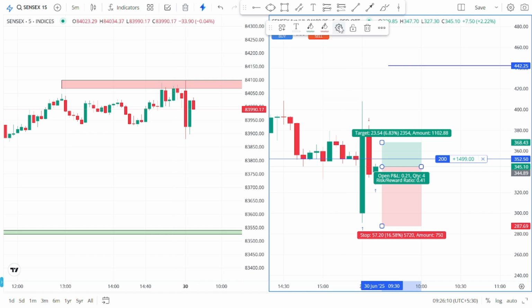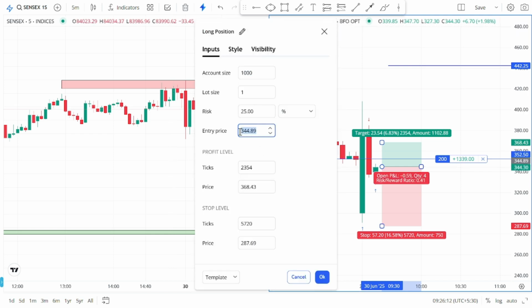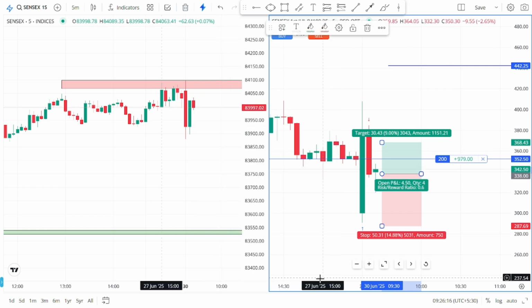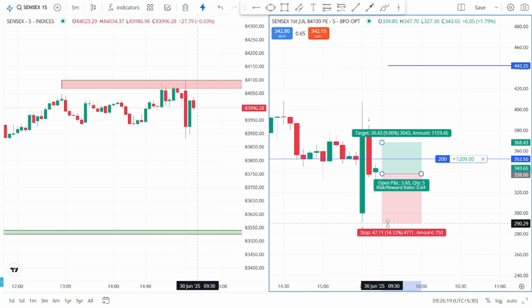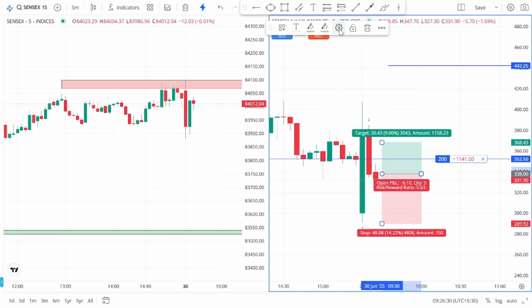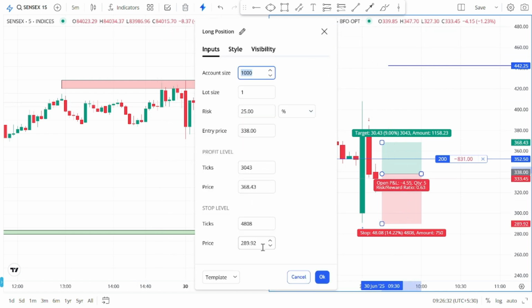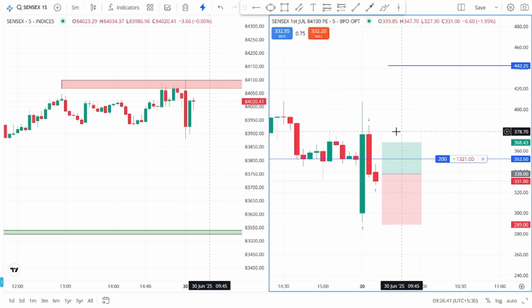Okay, our entry point is 338, and I'm going to place a SL. Don't forget to place SL. This is the main rule. You need to protect your capital. That is the only thing you want to do. If you want to protect your capital, you want to survive in the market. Once you survive in the market, you're going to make money. Once you make money, you're going to be wealthy. So protect your capital.